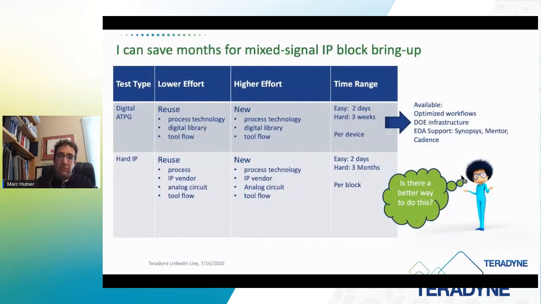So at the ATE side, usually when I talk about DFT, people immediately go to scan. So I'm going to get upfront and talk to you about that immediately. There's really two kinds of blocks that we have to consider. One is digital and standard cell and using scan. And there's a reason why it's easy and a reason why it's hard.